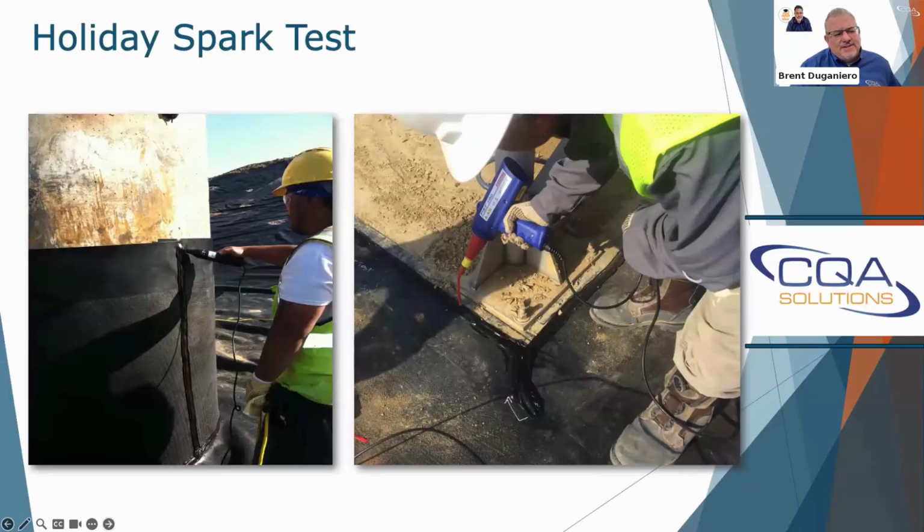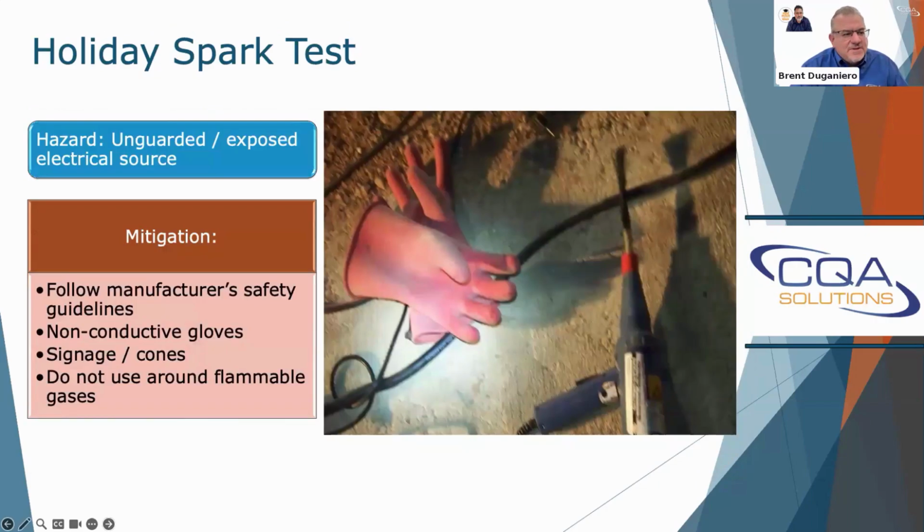The holiday spark test. This is a test that I find that a lot of folks are not familiar with. So this would be used on an extrusion weld where the vacuum box doesn't work, like maybe on a pipe boot. So what we do with this is we have a conductive medium we place into the joint of the geomembrane before we extrusion weld it. Then we can apply electricity, and it will create an arc through the hole if there is one, and that will let us know if there's a leak.